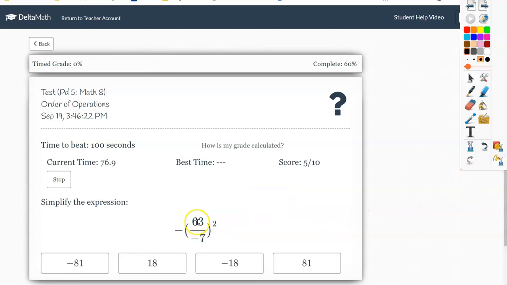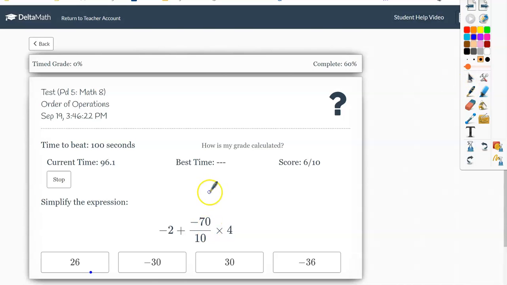All right, then this one is -9, so negative, and then this is -9, and then squared. So -9 times -9 is 81, so -81. Oops, got to turn my marker off.